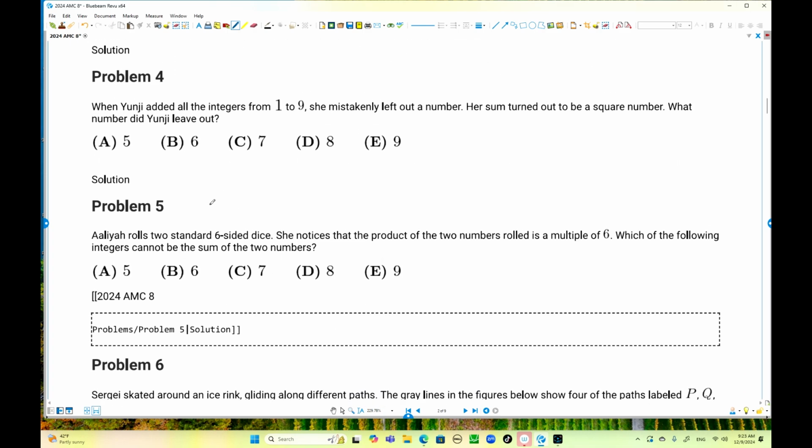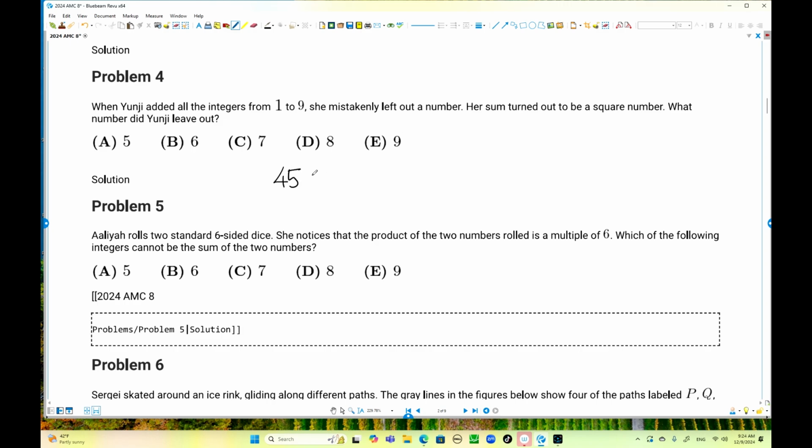Number 4. The guy added the integers 1 to 9. He mistakenly left out a number. Her sum turned out to be a square number. Oh, the result is a square number, right? Perfect squares are what? 1 squared, 2 squared, 3 squared, 5 squared, 6 squared is 36, 7 squared is 49, right? What is the sum of 1 to 9? Remember, 1 to 9 is 45, 1 to 10 is 55, you know that, right? Okay, 1 to 9 is 45.